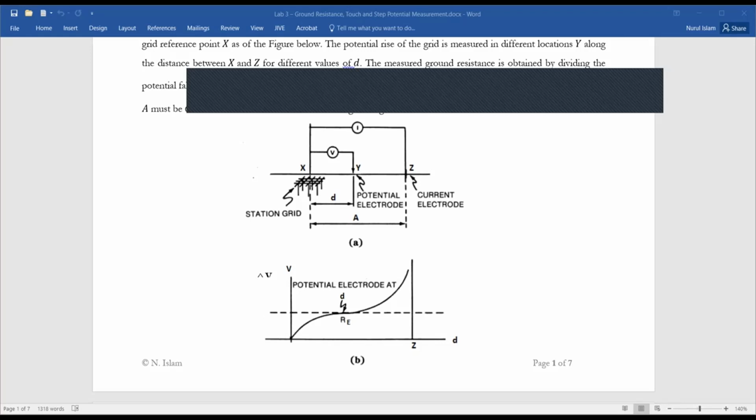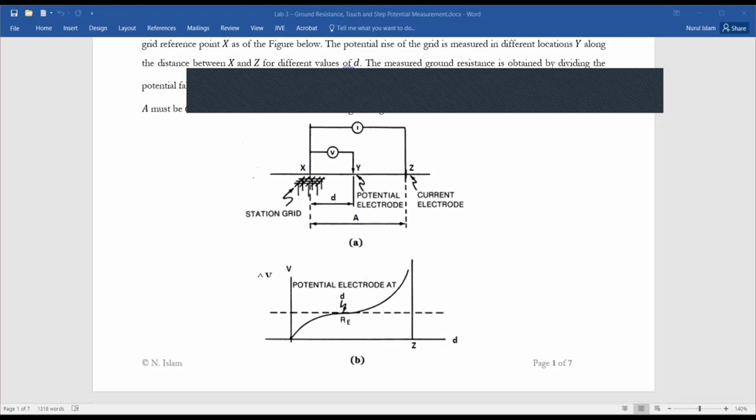So this flat portion means here is our remote earth, basically. And by definition, ground resistance is the resistance between the ground grid and the remote earth. Okay, so the resistance we find here is basically our ground grid resistance. This is the theory behind the measurement of ground grid resistance.